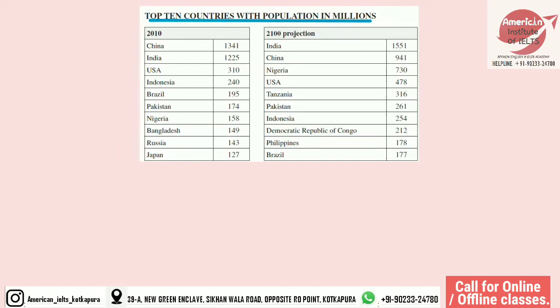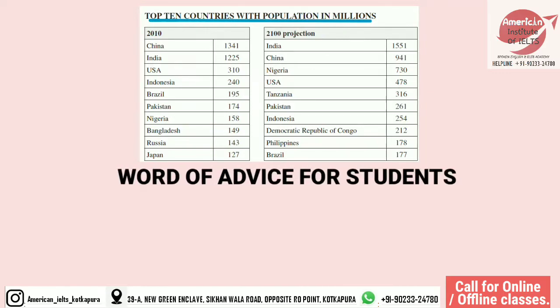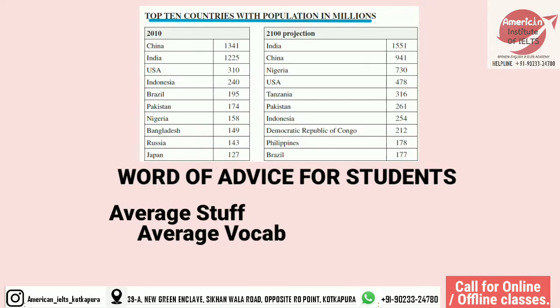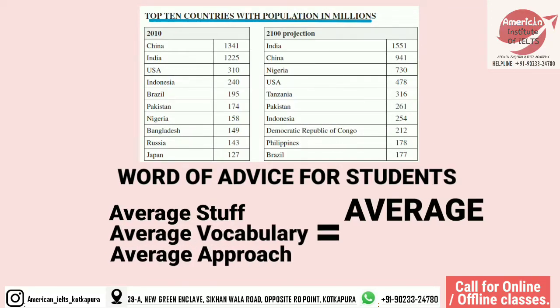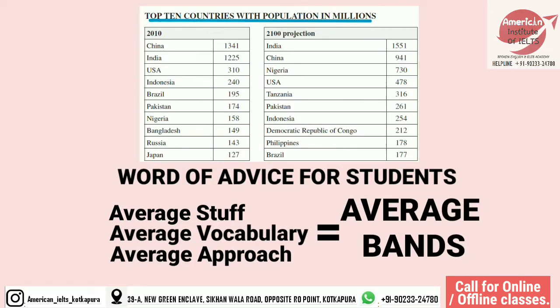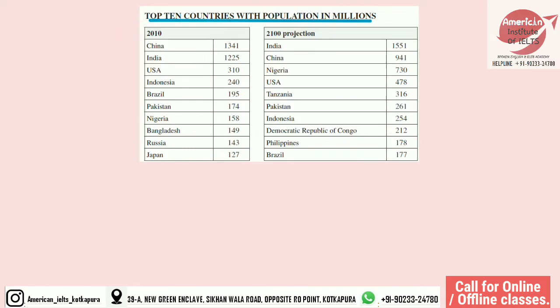And students, before starting, my word of advice to students who are scoring average bands: again and again in my videos I keep saying one thing, please try to think something different. Don't put in average stuff, because average vocabulary and an average approach would give you average bands. So try to think something different. And look, in this case both tables are giving you information for comparative analysis. So let us include this word in our explanation, and let's make the introduction.